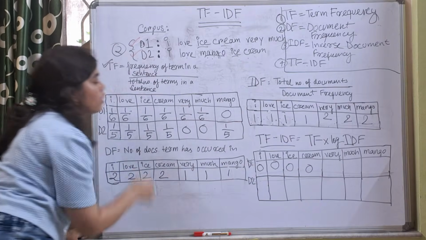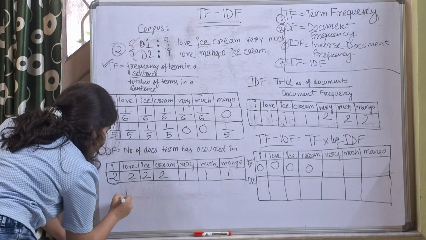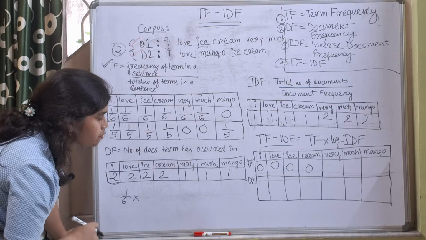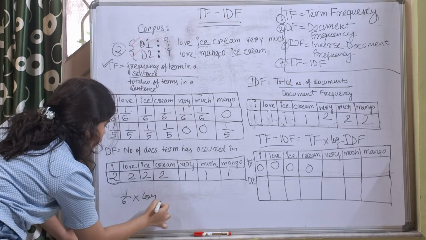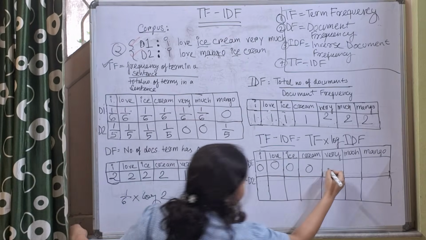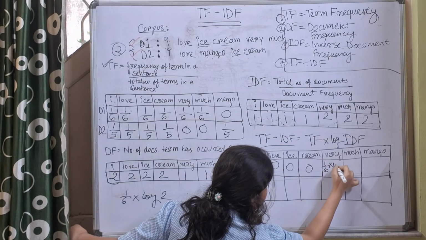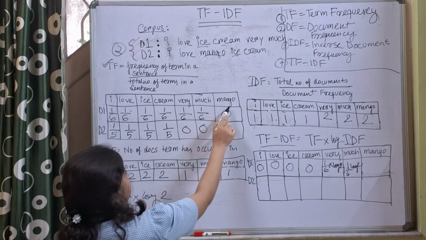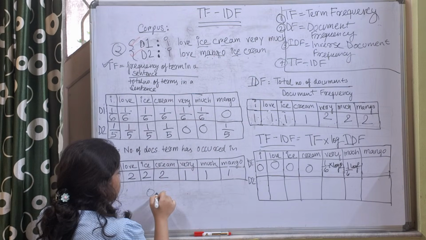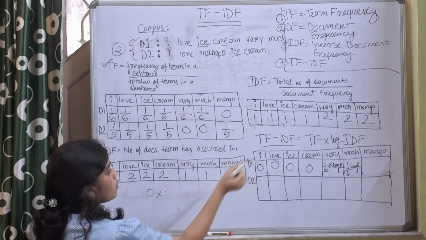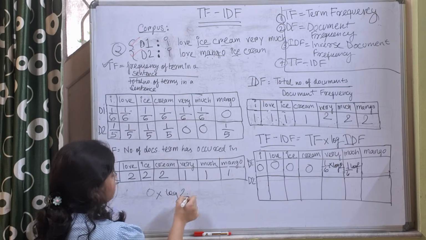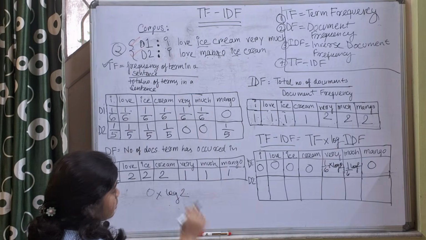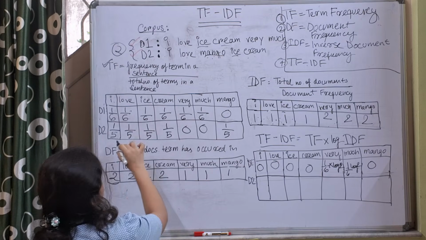Okay, now for "very", the term frequency is 1 by 6 and IDF is 2. So TF-IDF will be 1 by 6 into log 2. Okay, and then we have "mango". For mango the term frequency is 0, so it will be 0 into log of IDF. IDF of mango is 2, so 0 into log 2, anything into 0 is 0. So mango is 0.